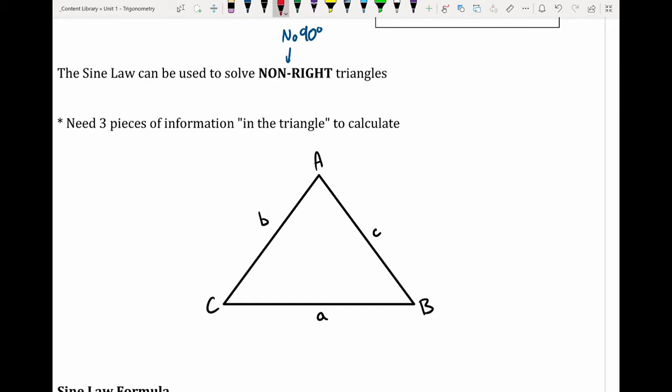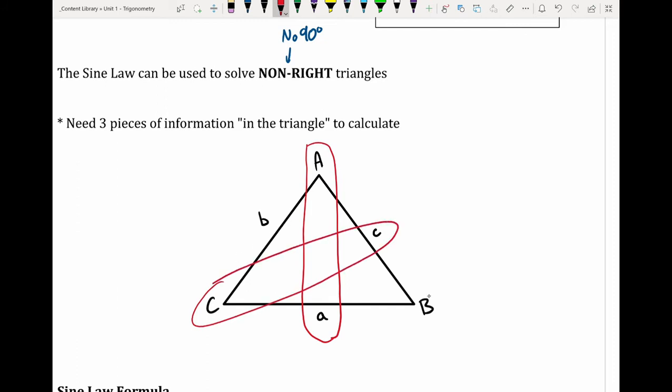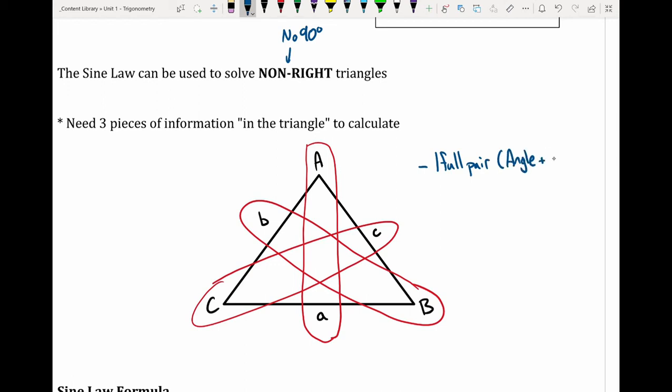The 3 pieces of information that you need come from these pairs of angles and sides. We have angle and side pairs, and the 3 pieces of information that we need are based off of these pairs. First, we need to have one full pair, which is an angle and a side. So here we were given angle A and side A, or angle B, side B, or angle C and side C. Either one doesn't matter.